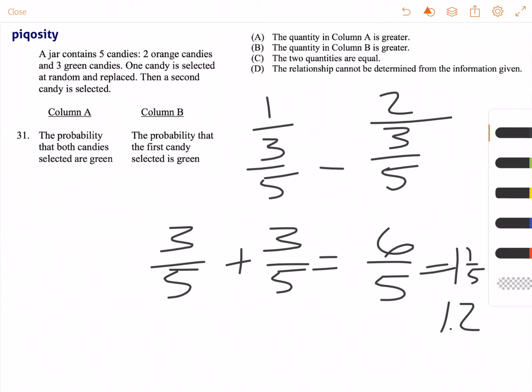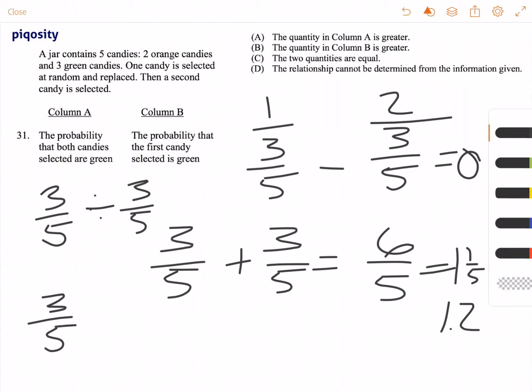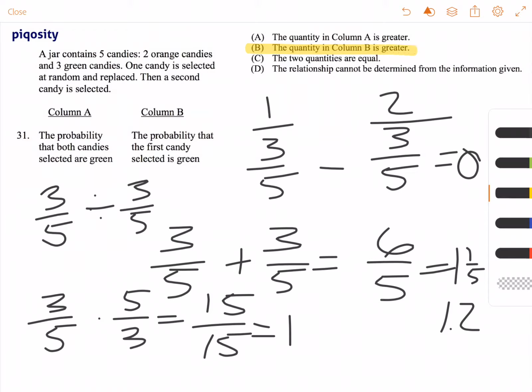If you do subtraction, that gives you 0. That means it will never happen. And then if you do division, that's the same thing as saying 3/5 times 5/3. That gives you 15 over 15. Well, that's also 1 and also means that it will absolutely happen. And that doesn't make any sense with the orange candies in play. So your operation must always be multiplication. So that means that column B is your answer.